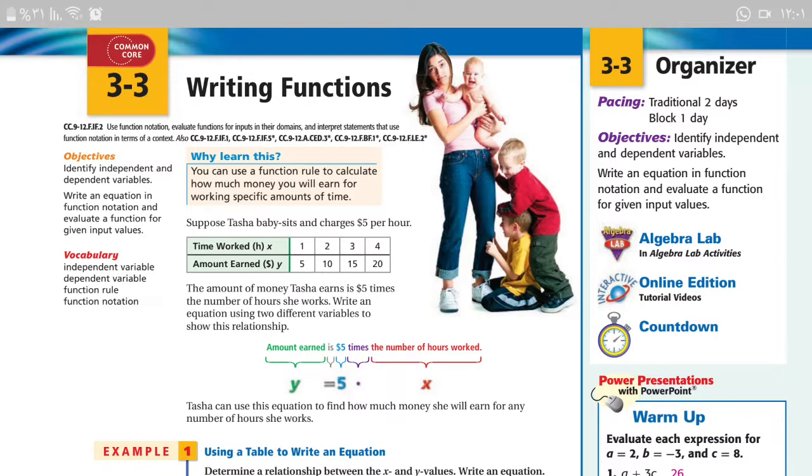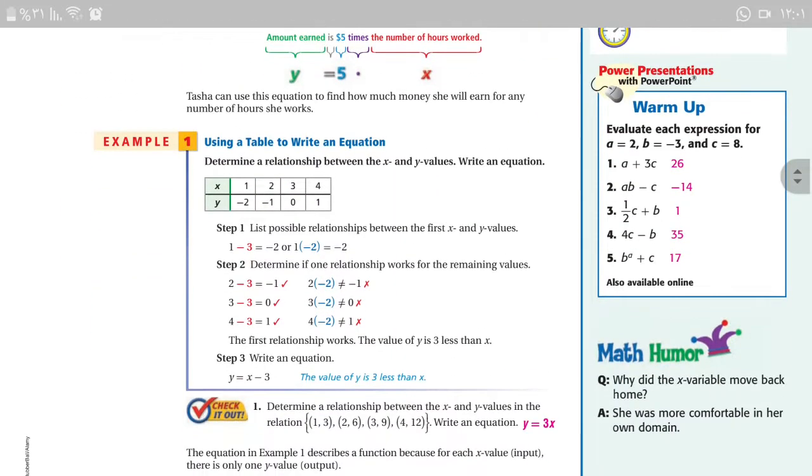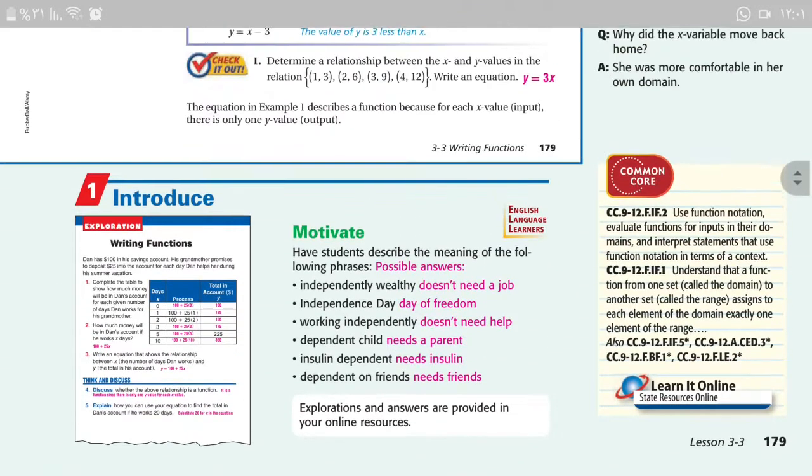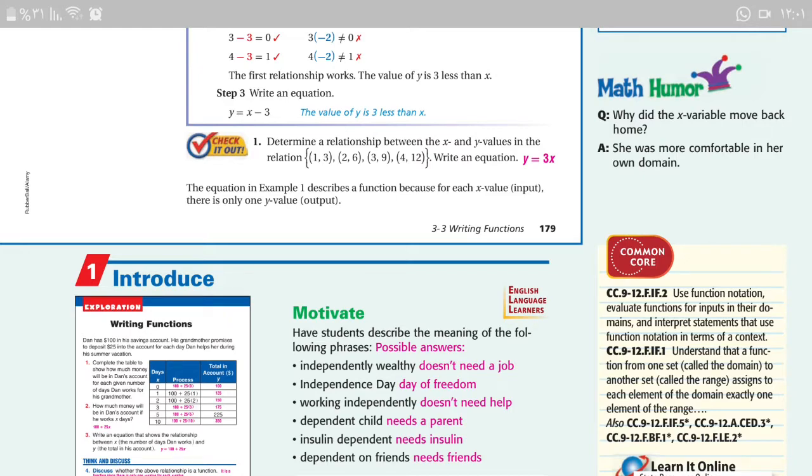Example 2 in the lesson Writing Functions, chapter 3, lesson 3 in the Common Core. Okay, example 2 is talking about something called the independent and the dependent variable. We have two kinds of variable in each linear equation. What is a linear equation? We will know about it later, but the linear equation has y and x, like the equation we found in example 1, y and x.